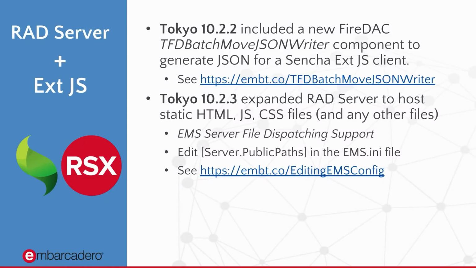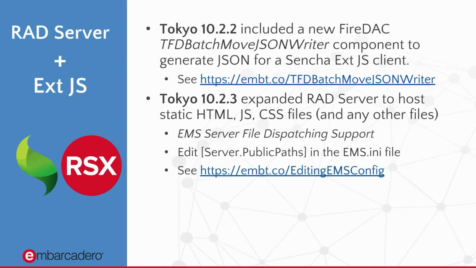A couple notes about using RAD Server with ExtJS. In Tokyo 10.2.2, a new FireDAC component, the TFDBatchMoveJSONWriter component, was added, which generates the JSON for ExtJS and actually for any client. It actually makes it really easy to generate that JSON. It properly formats the JSON and significantly reduces the amount of code you have to write, and improves your experience developing in general as well. So it's a great addition.